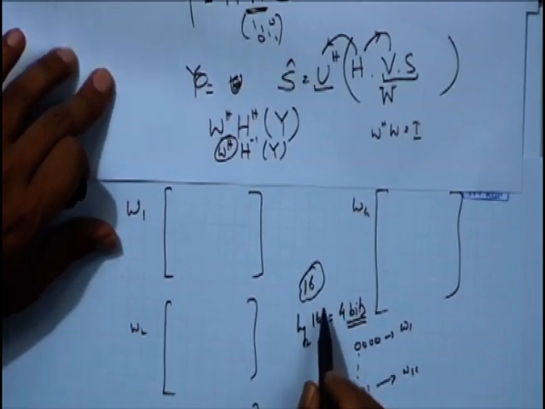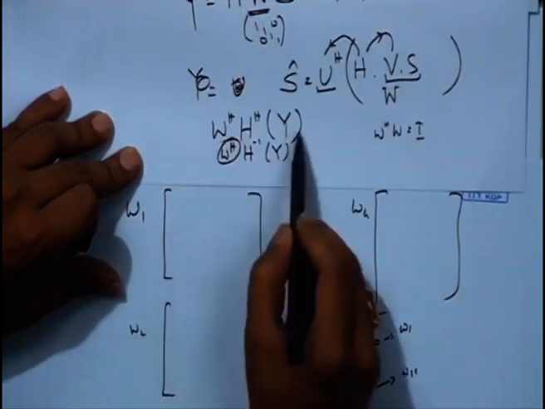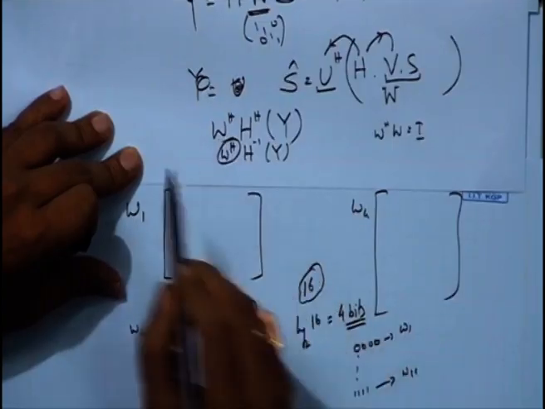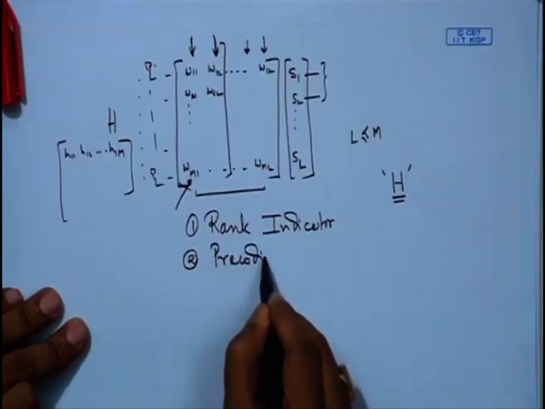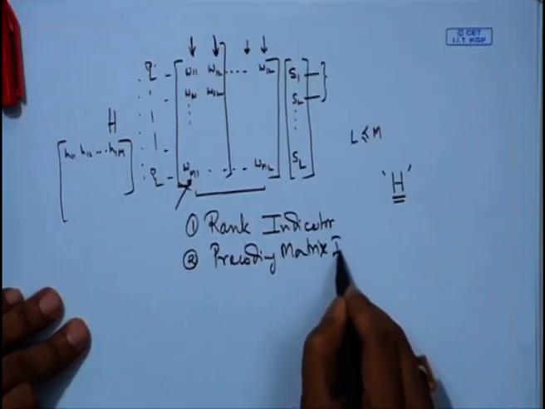So, the receiver has to find out which W is the best choice, because it can solve this equation and find out which W is the best, and it has to select and send it. This is known as the PMI indicator, or precoding matrix indicator. So, we have a rank indicator and a precoding matrix indicator.